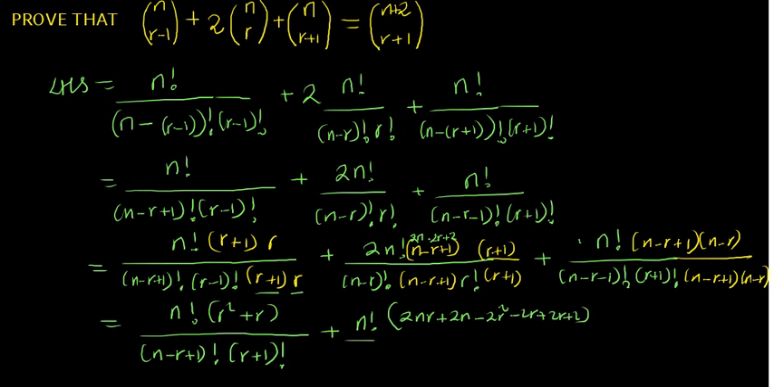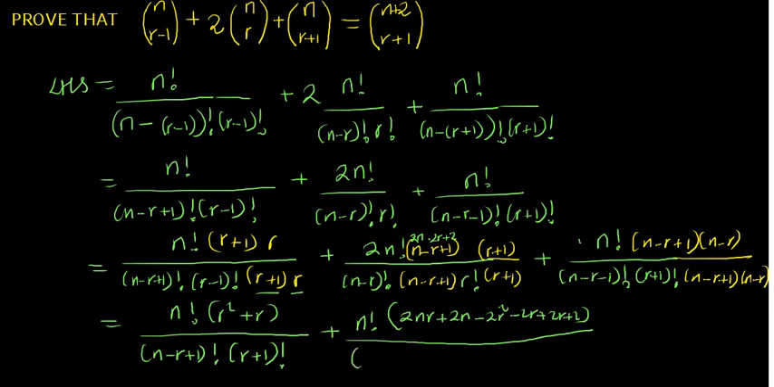And then in the denominator we are going to have, well, we said if we multiply (n minus r) by (n minus r plus 1), that will just be (n minus r plus 1) factorial, because we also have the factorial here.